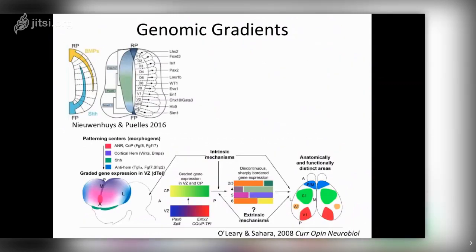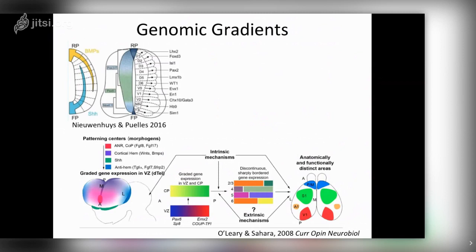So the origins of this organizational structure might come from patterns of gene expression during development. I'm showing two examples here, one from the developing spinal cord on top, and also an example from the cortex at the bottom. But in both cases, broad gradient-like expression of a few genes help to coordinate and recruit the expression of other genes in a more discontinuous or sharply bordered pattern. And this leads to brain arealization.